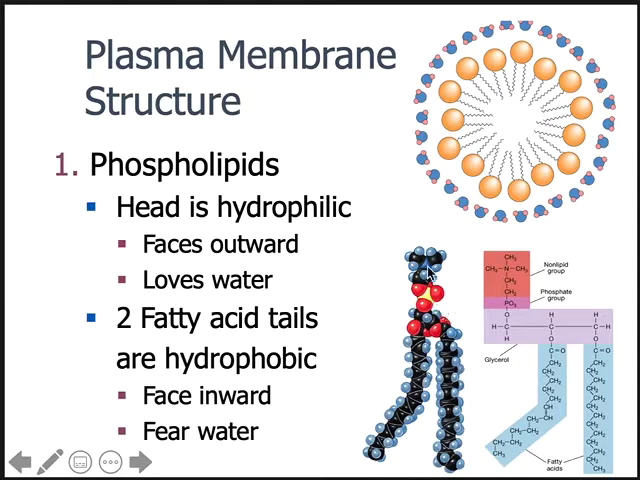You do not need to be able to tell me any of the chemical formulas. Just that the head is a phosphate head that is attracted to water. And then the tails, there's two fatty acid tails. They're hydrophobic, so they're going to stay inward together to stay away from water. Okay?